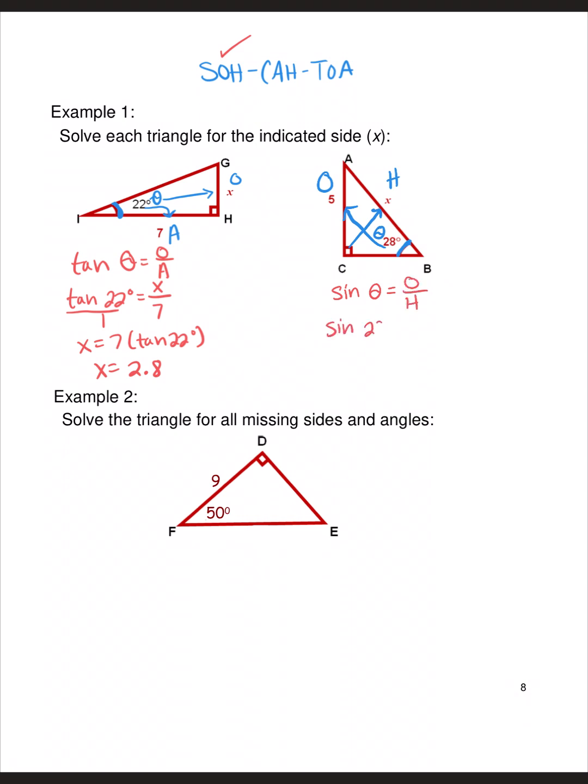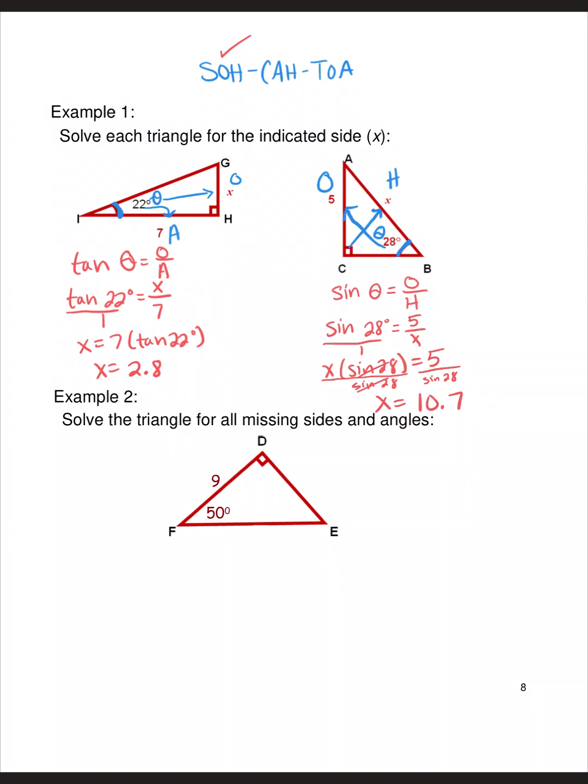So we have theta, it's 28 degrees. Our opposite side is 5, and our hypotenuse is x. So again, we put this over 1, and we cross multiply. So we'll have x times the sine of 28 degrees is equal to 5 times 1, which is 5. Now I need to isolate x, so I'm going to divide both sides by the sine of 28. Then they cancel out. So if you have 5 divided by the sine of 28, you should get 10.7.